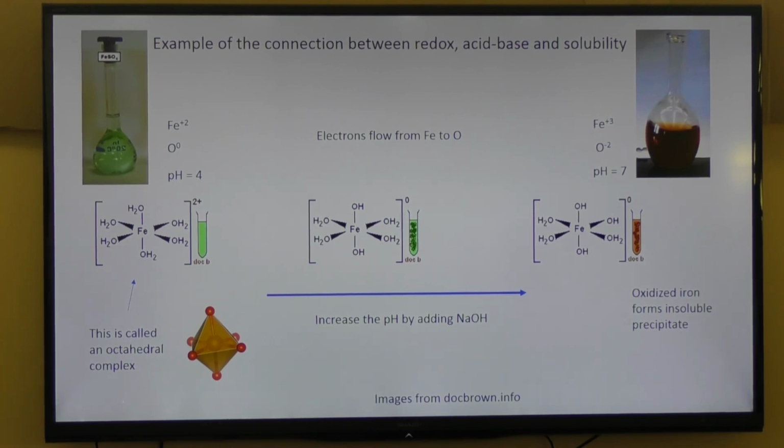Does everyone get that? So when the iron's moving through solution, it has this octahedral cage around it. The things can move in and out of that cage fairly easily in water. Not in rocks, but in the water.